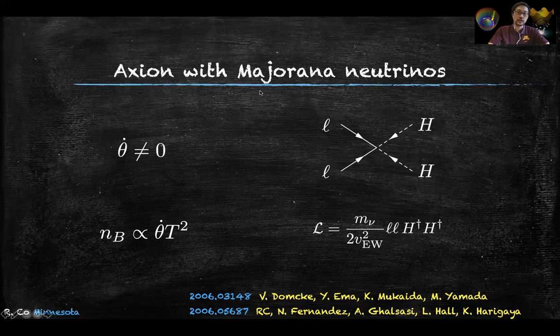It turns out that the neutrino mass may play a role here. It is possible that we can use the Majorana neutrino mass term, which is this dimension 5 Weinberg operator, whose coefficient is fixed by the neutrino mass and the electroweak VEV. And this interaction violates the lepton number. In that sense, we can actually generate the baryon asymmetry in a different route.